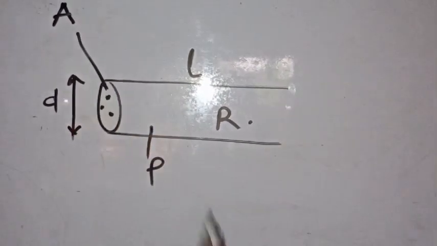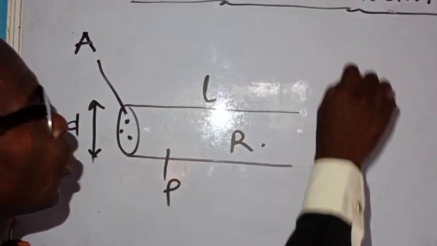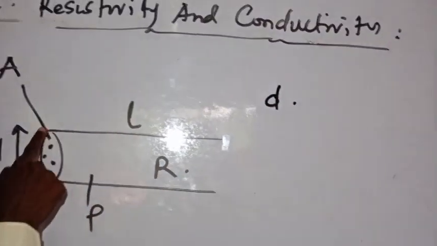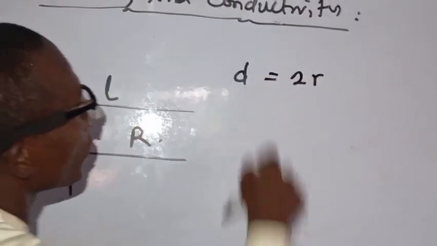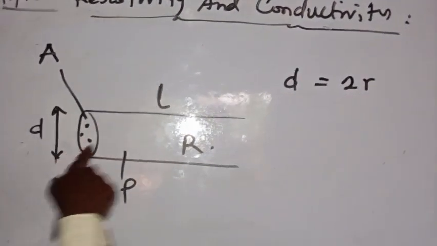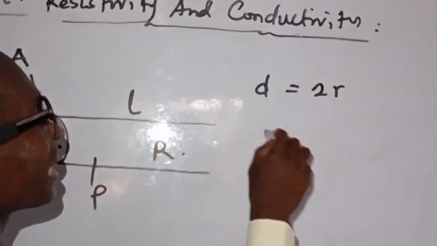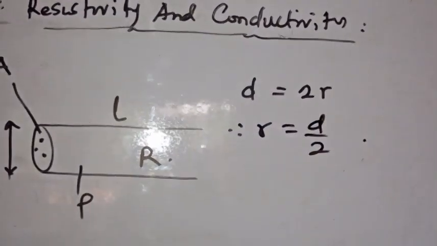But I want you to know that here, in mathematics, we know the diameter. Since this is a circular body, this circle, diameter is 2 radius. You must know that. That diameter is 2 radius. So meaning that the diameter of the wire becomes this. So in other words, radius becomes diameter divided by what? 2. Take a good note of that.